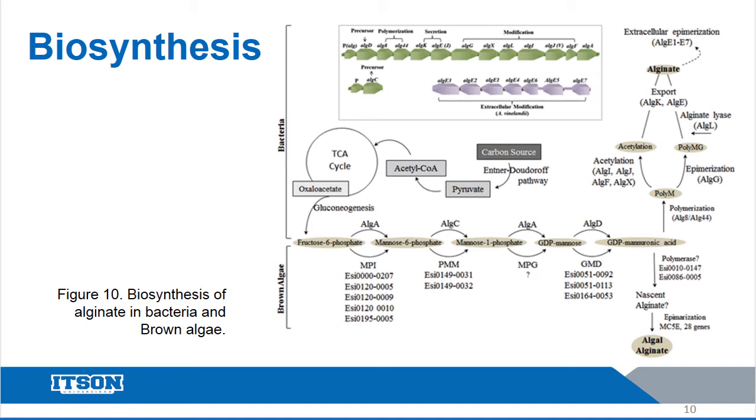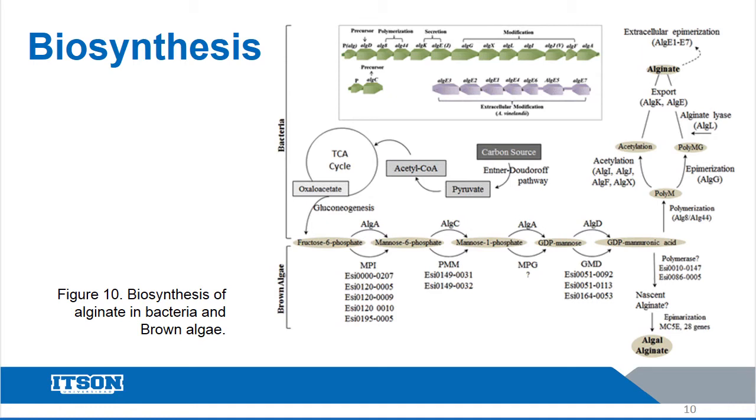First, we have the fructose 6-phosphate that comes from oxaloacetate from the tricarboxylic acid cycle. This molecule suffers an isomerization and becomes mannose 6-phosphate. Then again, another isomerization occurs and the position of the phosphate changes and it becomes mannose 1-phosphate. Then GDP mannose pyrophosphorylase acts and with addition of GDP it becomes GDP mannose.